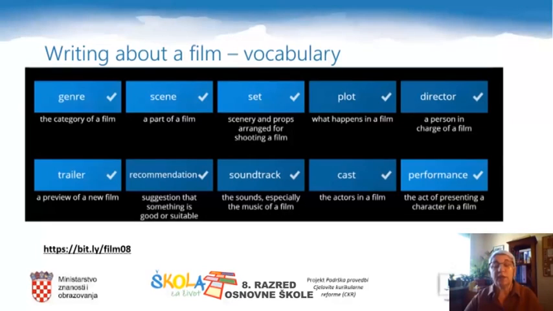The soundtrack is the music, usually the sounds in the film. The cast, all the people, the actors, the actresses in the film, and the performance is the act of presenting a character in a film. You can stop this video and copy the words and the definitions into your notebook.